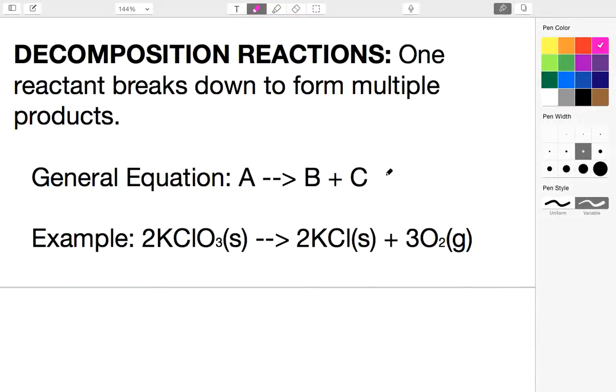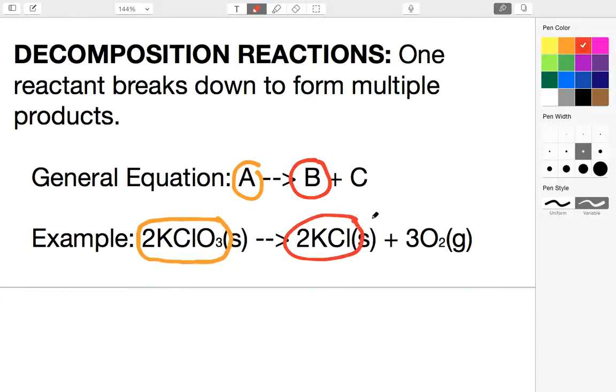So decomposition reactions. It's when one reactant breaks down to form multiple products. So unlike combination reaction where I had two reactants, this time I'm only starting with one reactant. So here I have 2KClO3. Notice that even though it has the 2, meaning two of these molecules, it still counts as one reactant. So it's one type of molecule, right? And then it's going to split apart to form 2KCl and 3O2s.